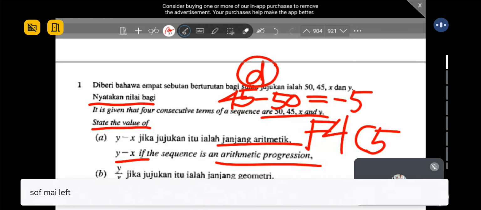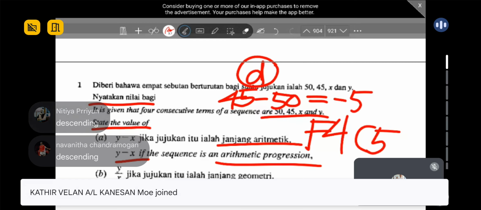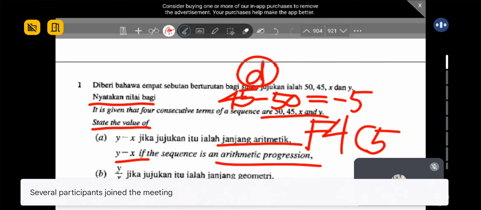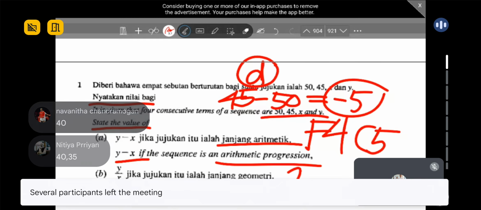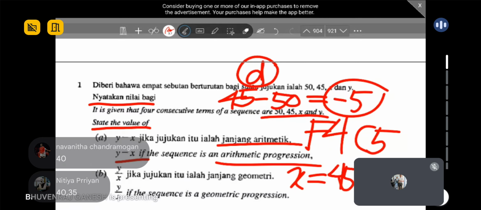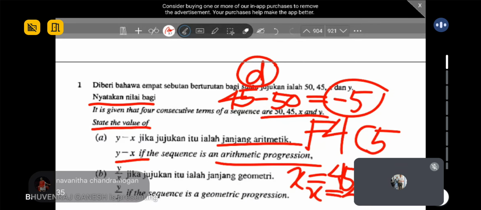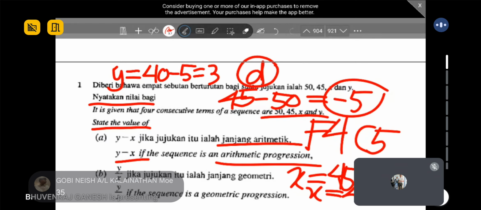Alright. Okay, so is this progression descending order or ascending order? Adakah ini tertib menurun atau menaik? Based on your common difference. Yes, this is descending, guys. Okay, urutan menurun. So guys, can you tell me what will be your x value if your common difference is negative 5? Yes. Okay, you just take x equal to 45 minus 5. So x value is 40. Okay, what is your y value? Okay, very good, Nitya. Very fast. Okay, so your y value is just 40 minus 5, which is 35.